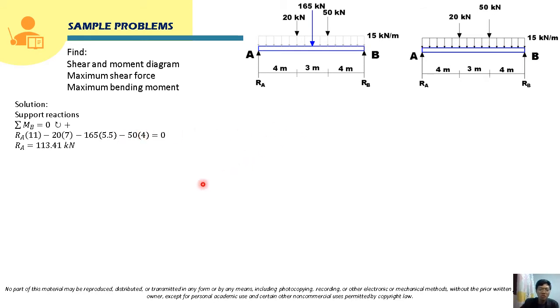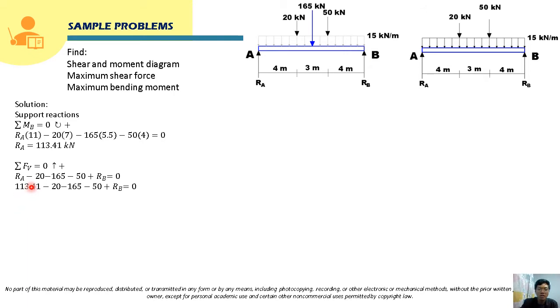So this will be equal to 0. So solving for R sub A, this is 113.41 kilonewton. Okay, so we can now solve for the reaction at B by summing up vertical forces equal to 0. So this will be R sub A minus 20 minus 165 minus 50 plus R sub B is equal to 0. So R sub A is 113.41.